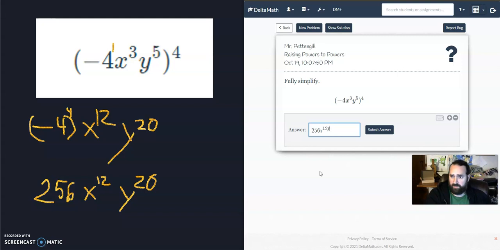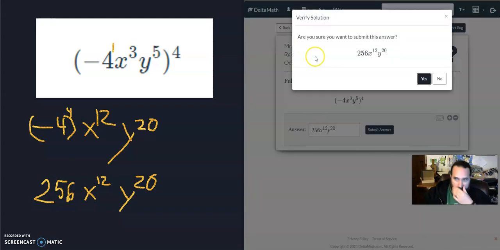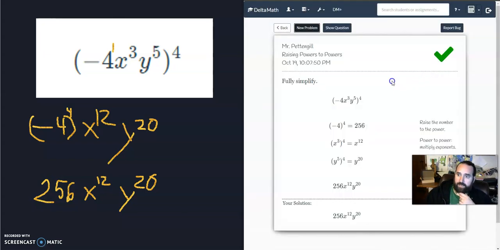I'm honestly surprised I've done this many in a row without messing something up. Oh, I almost messed up with my y again, just like last video. I didn't tap right to get out of the exponent, and that's y to the 20th. Submit this answer. Do I want this to be my answer? Yes. Hey, I'm right. Woohoo! You can see even Deltamath left that 4 in parentheses.